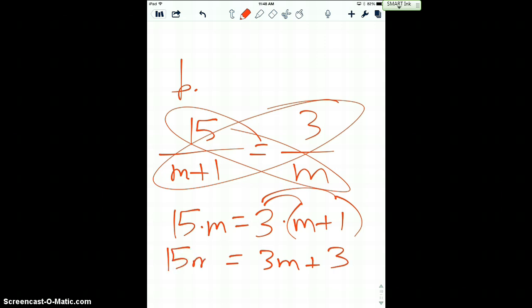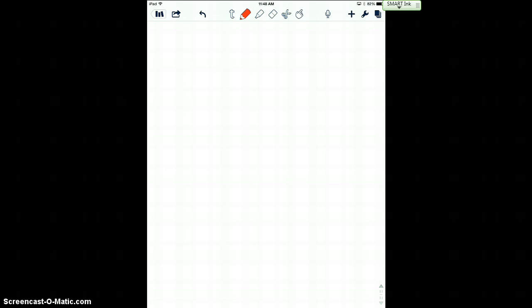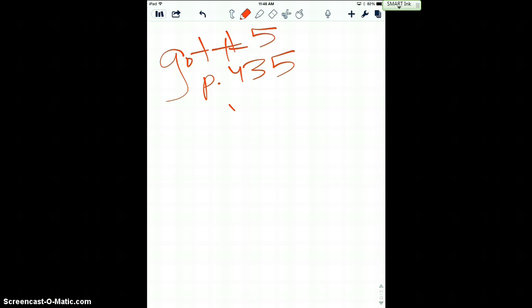Then I'm going to combine like terms. So I'm going to subtract 3m from both sides. And I'm at 12m equals 3. Divide by 12, and my m value is 3/12, which simplifies to 1/4, which could also be written as 0.25. That's a lovely one. Okay, now I only have 2.5 minutes left for this video, so got it number 5 on page 435. Try it out. See what you think. Pause the video.